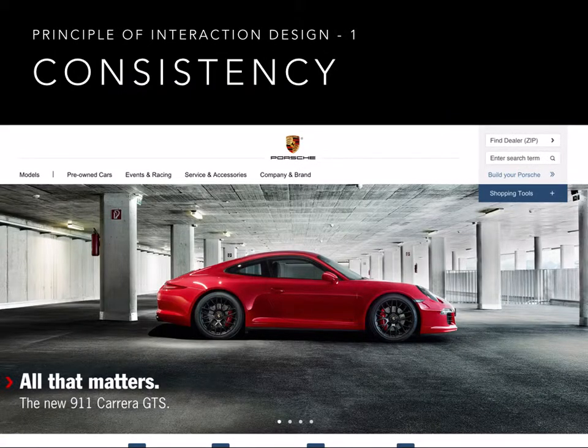The first thing I noticed was the consistency. Everything about the website is consistent. No matter which page you're on, no matter what you're looking at, everything seems to have the same general flow, consistent throughout the entire page.